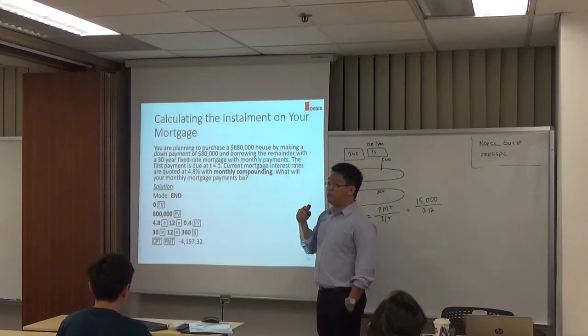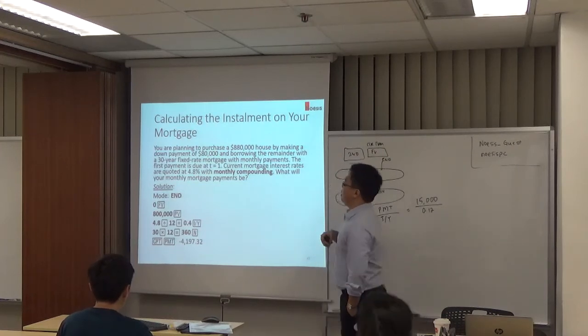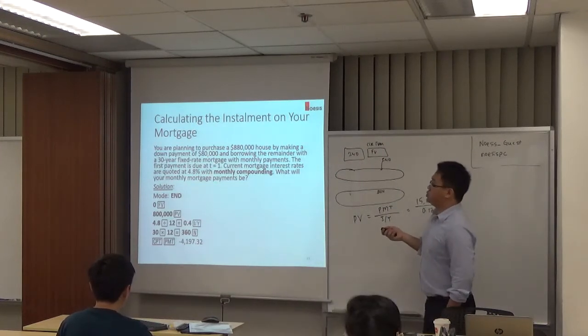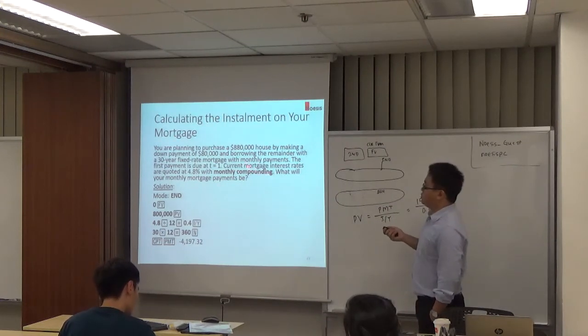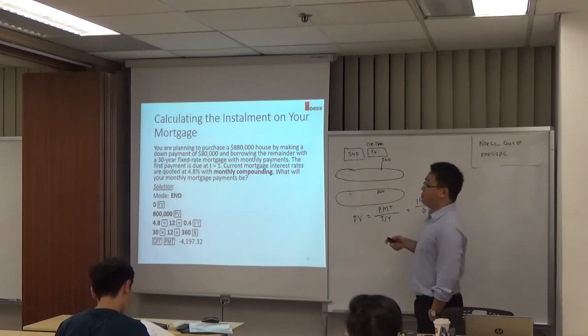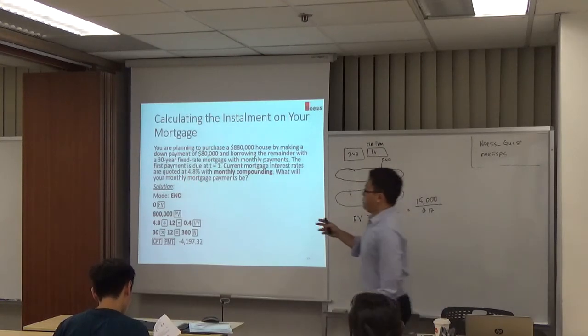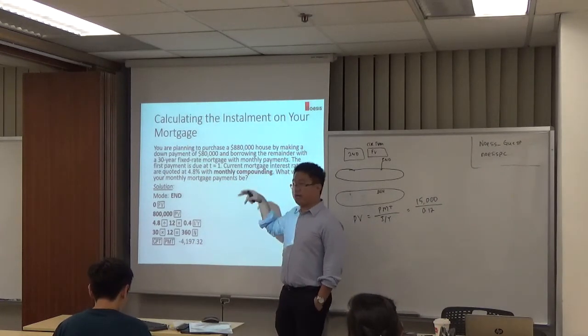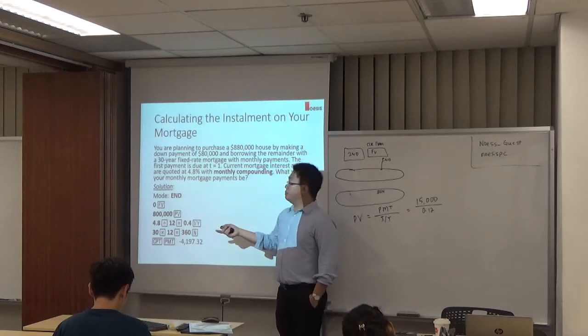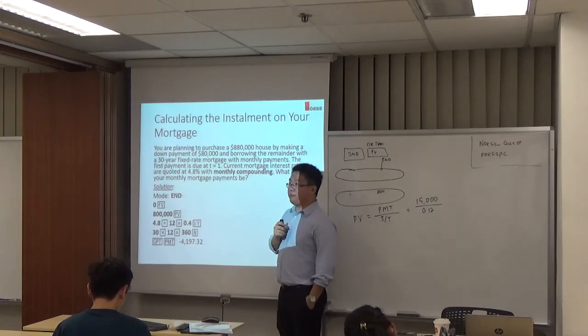With monthly payments. The first payment is due at t equals 1, which means 1 period from now. Let's say your current mortgage interest rate is quoted at 4.8% per year with monthly compounding. So this 4.8% is per year, but you need to divide by 12 to get the interest rate per month. Now, what will your monthly mortgage payments be?